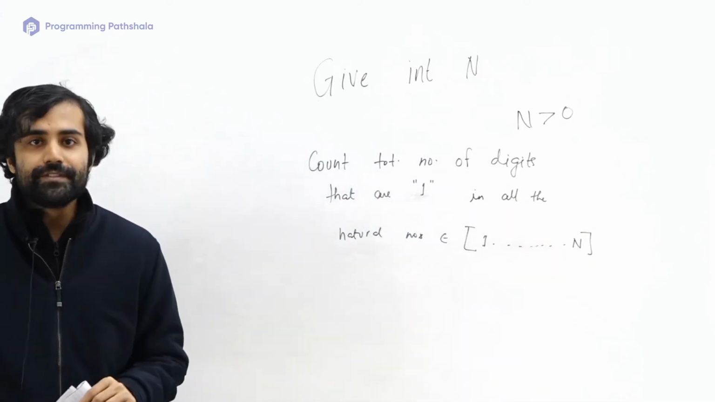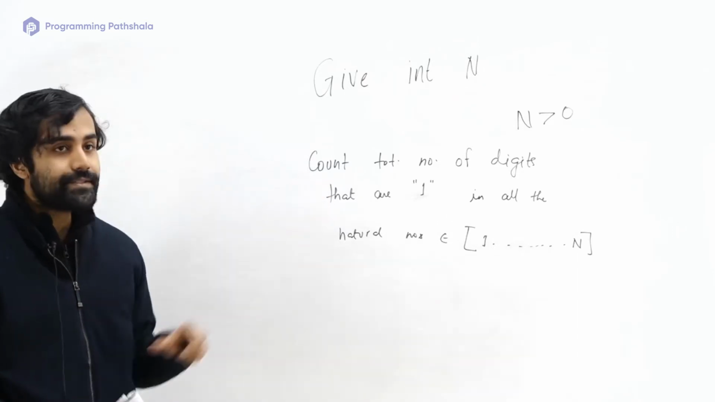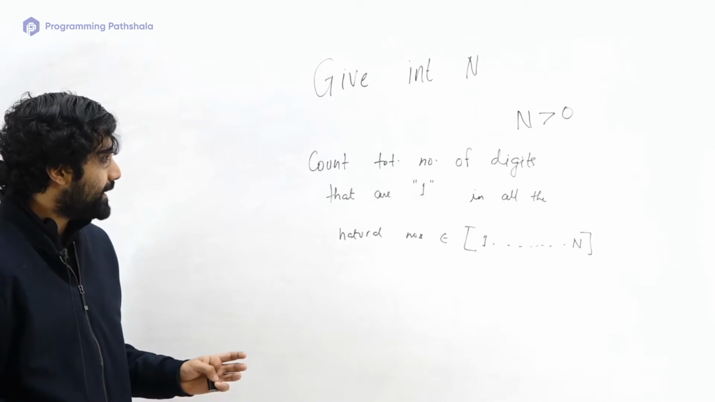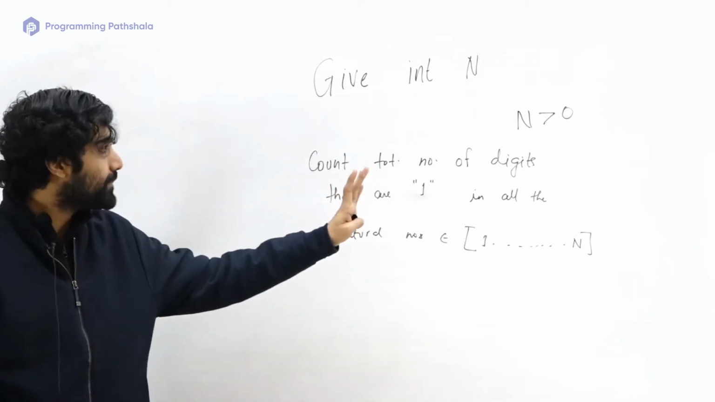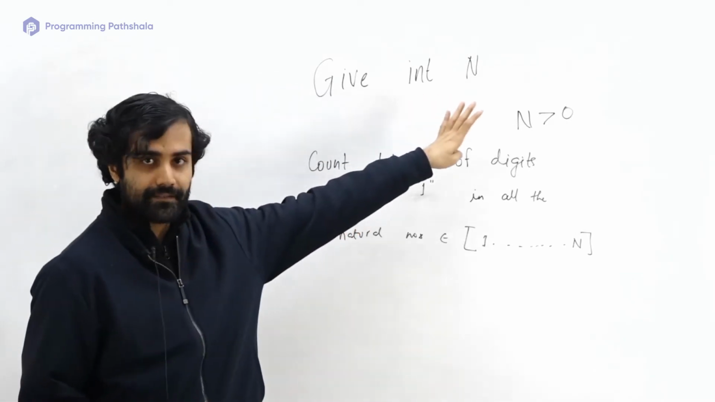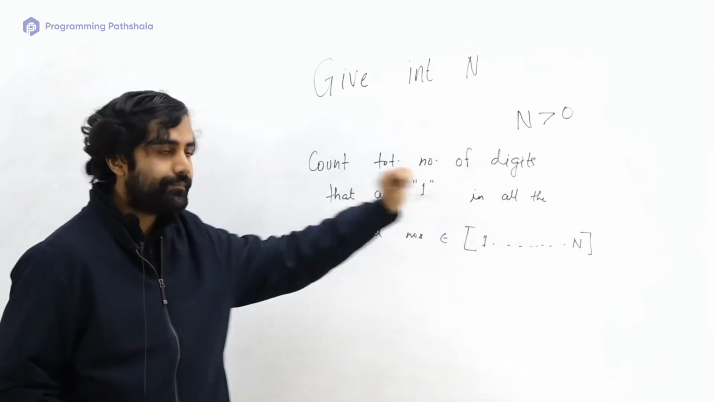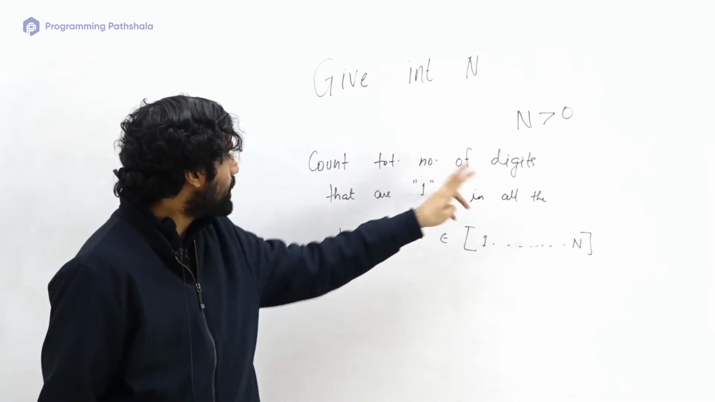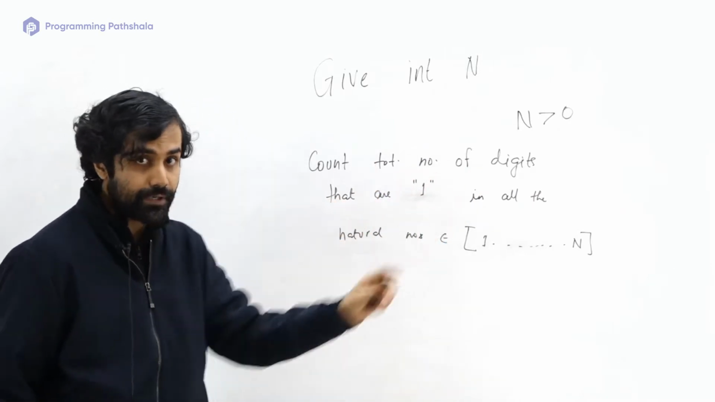So what is the first step of problem solving? Just read the statement, try to understand what it is saying, and then you can just type in yes. So I'll just glance through it once. You have been given an integer n, which is a positive integer. Now you have to count the total number of digits. So you all understand what digits are, right?